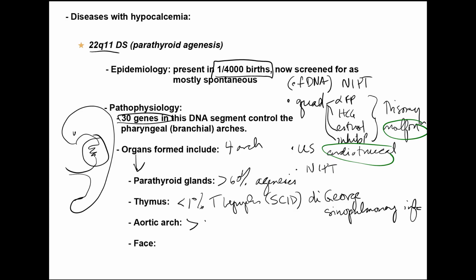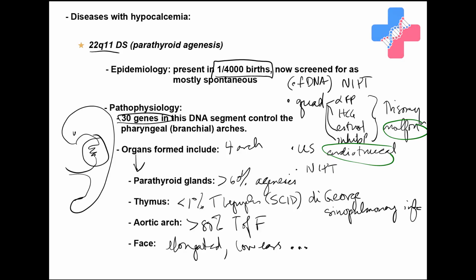Over 80% of these patients will have tetralogy of Fallot, and they have abnormal formation of the face, which is elongated, has low ears, and other abnormalities, the so-called velocardiofacial disease. 22q11 deletion is an important inherited abnormality that affects a wide-ranging number of organs formed off the pharyngeal arches, particularly 3 and 4.